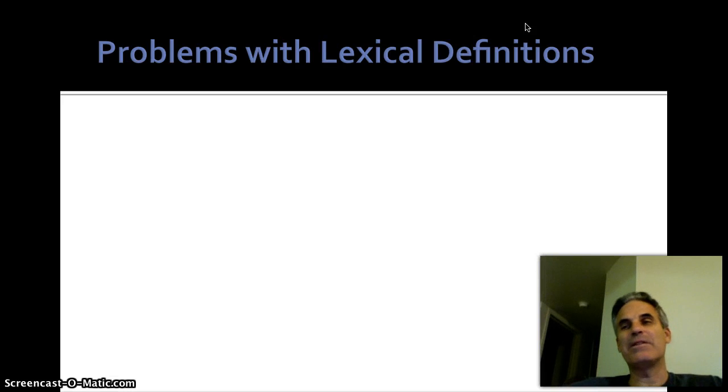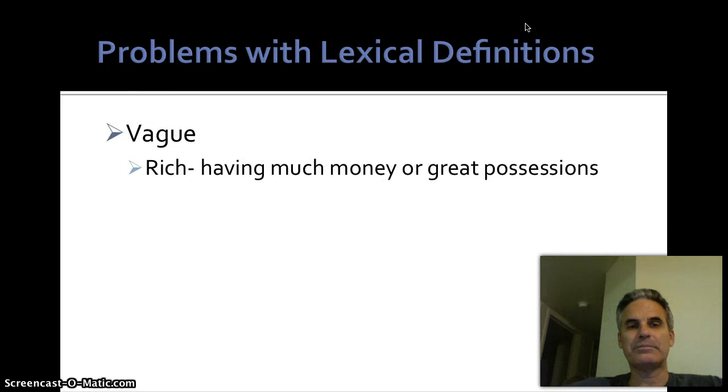Now, lexical definitions can have problems, so let's talk about a couple of these. First of all, a lexical definition can be vague.